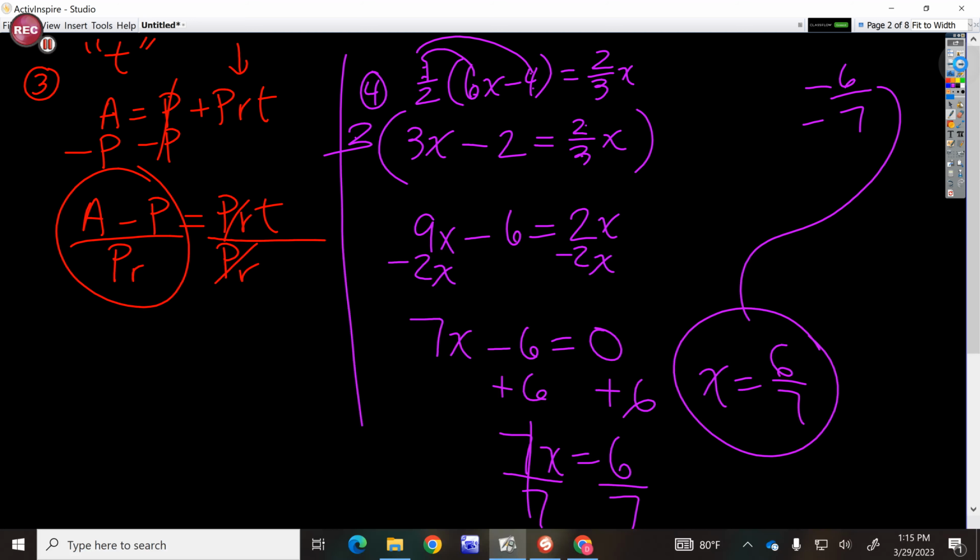All right, number 5. Yes? No, no importa. In math, there's 100 ways to do it. So if you did it a different way, no problem. I don't mind. What I do mind is if you leave it blank because you copied off your neighbor. All right?